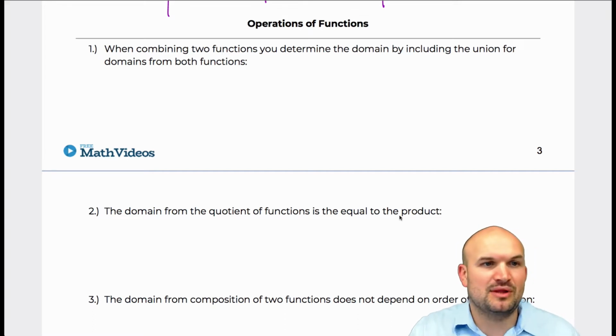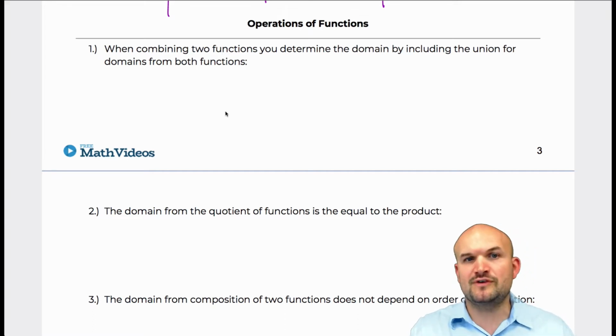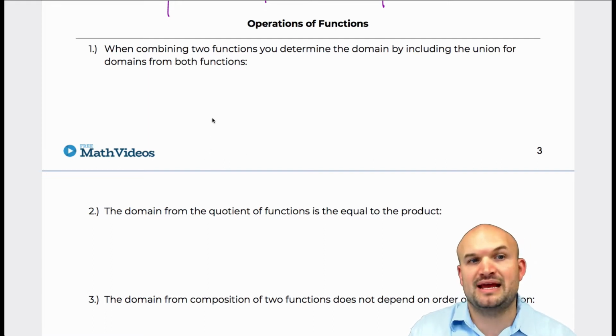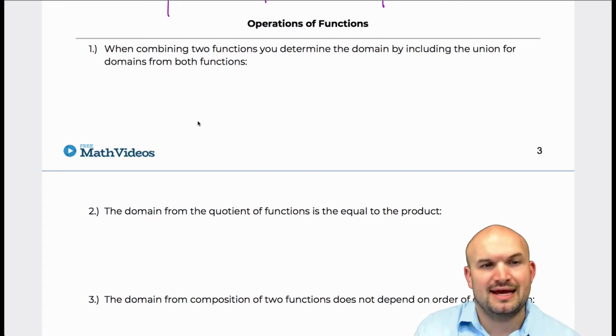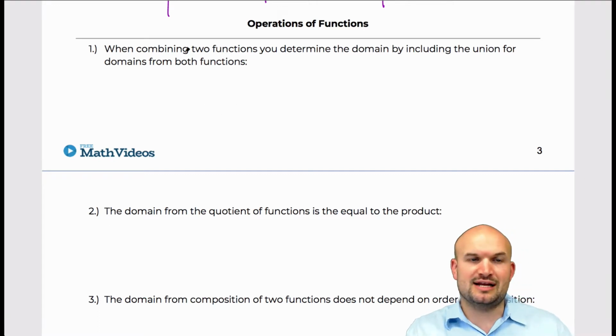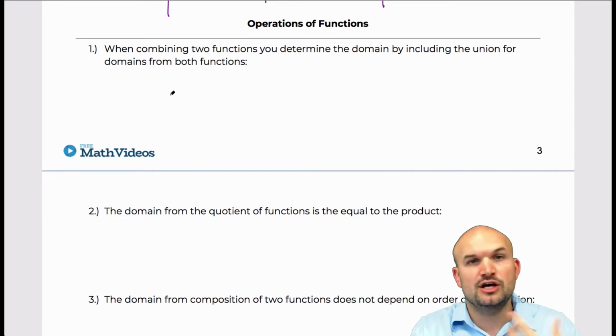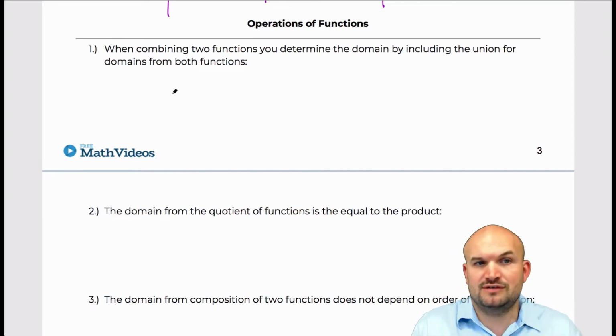So in the first example, I have number one: when combining two functions, you determine the domain by including the union of domains from both functions. And it's actually when you're looking at combining, which would be adding and subtracting, you're actually not finding the union of the two domains. You are actually finding the intersection of the two domains.